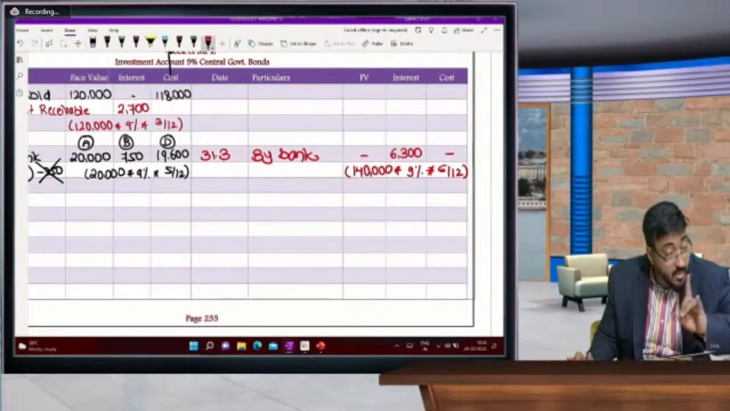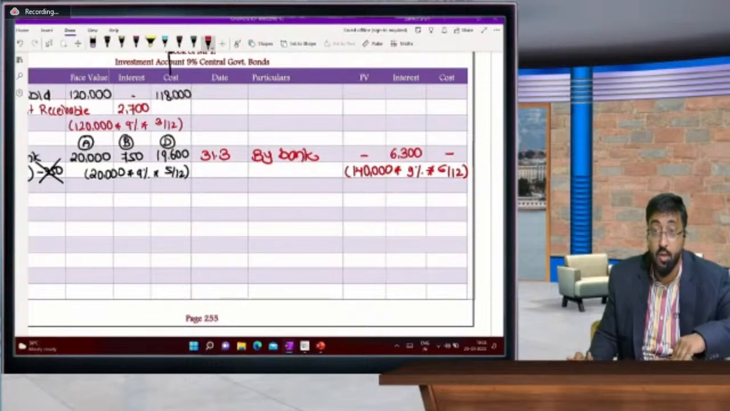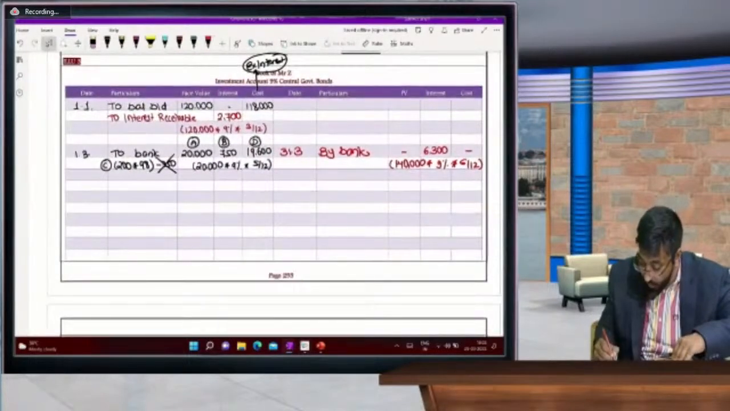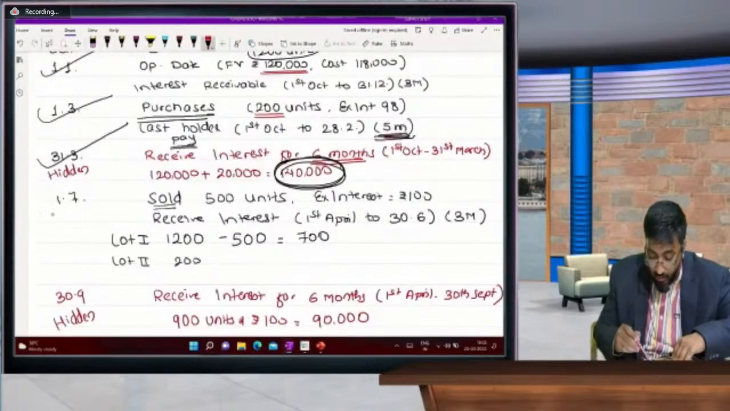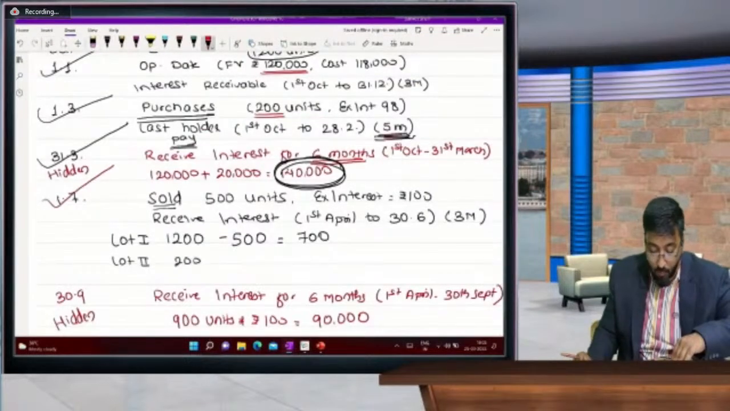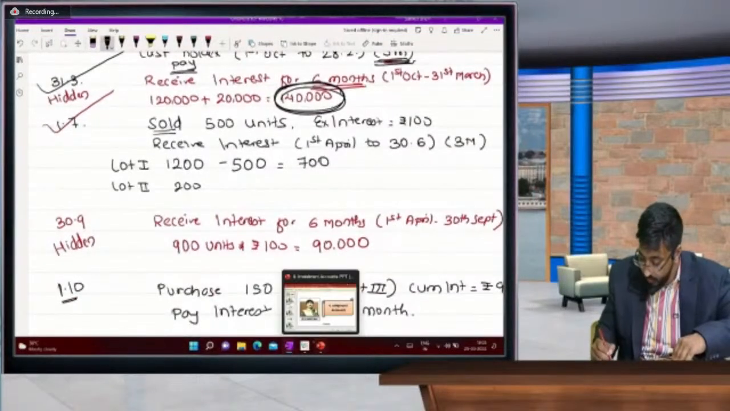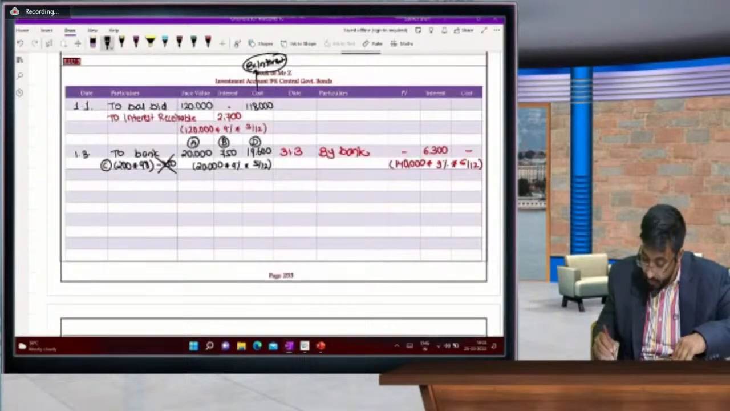Don't write anything in the face value column, my friend. And don't write anything in the cost column also. You just have to calculate 6,300. Over. So next sequence is over. So for 31st March over. Now beta, very, very important. Sales. Sold. So which date beta?